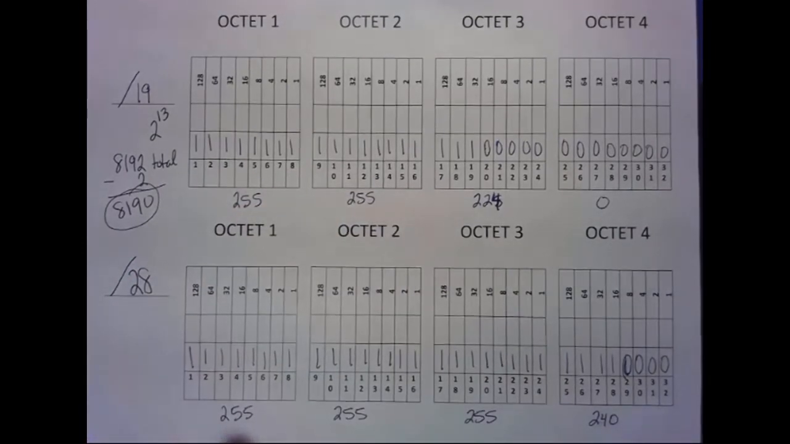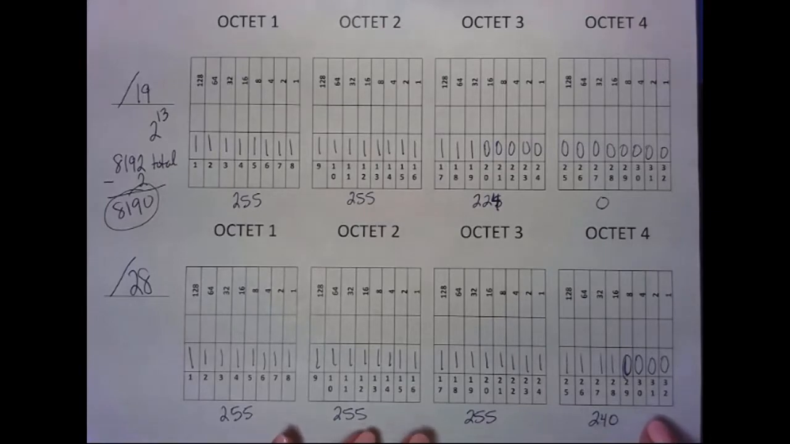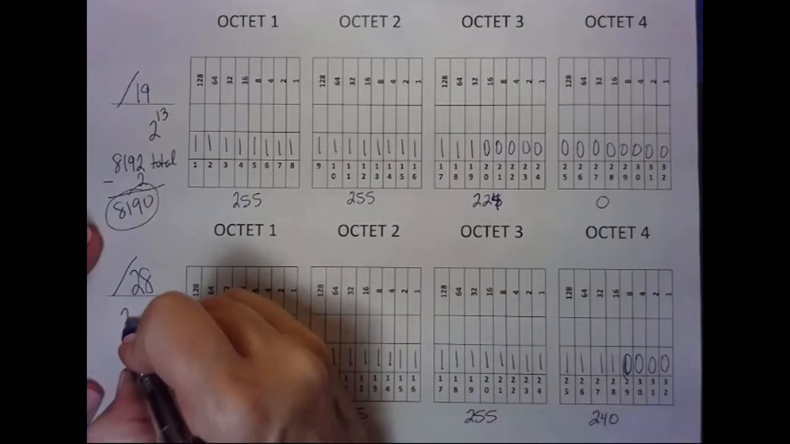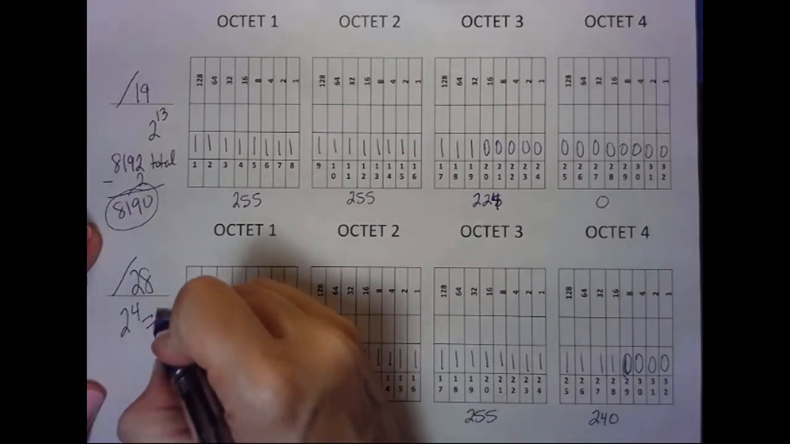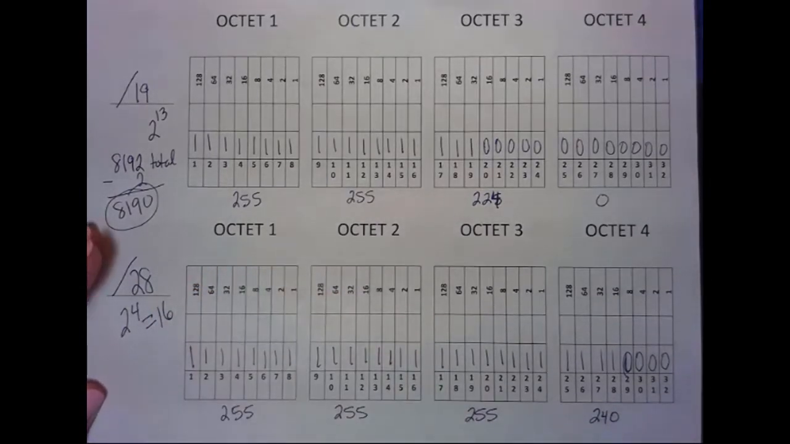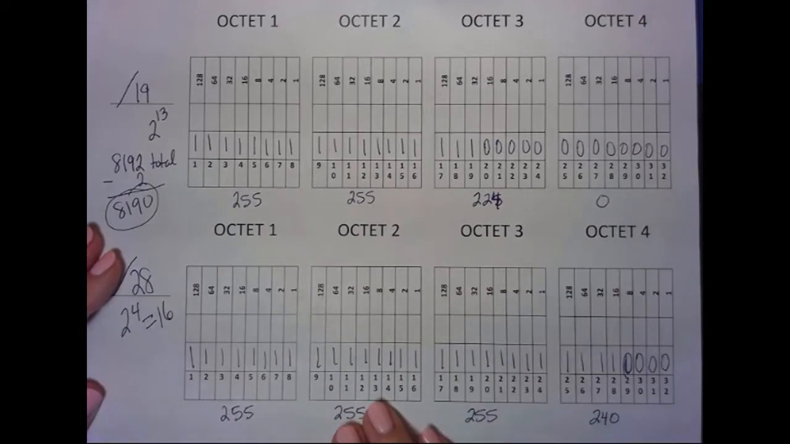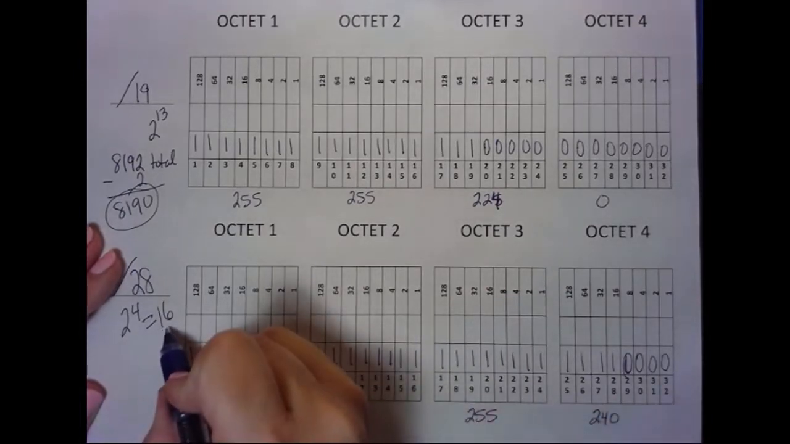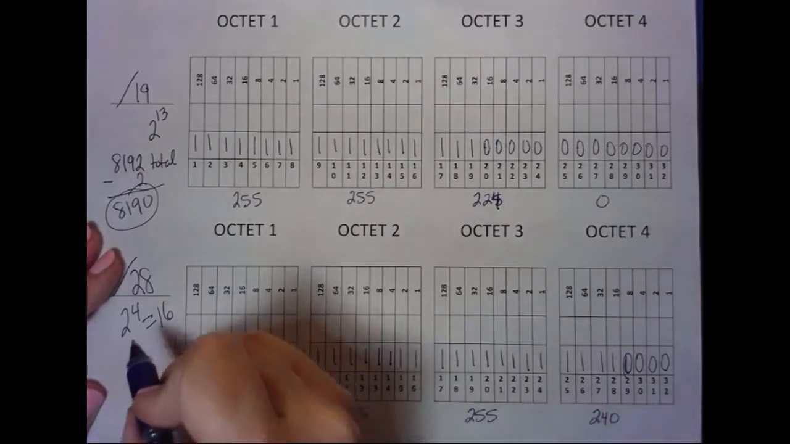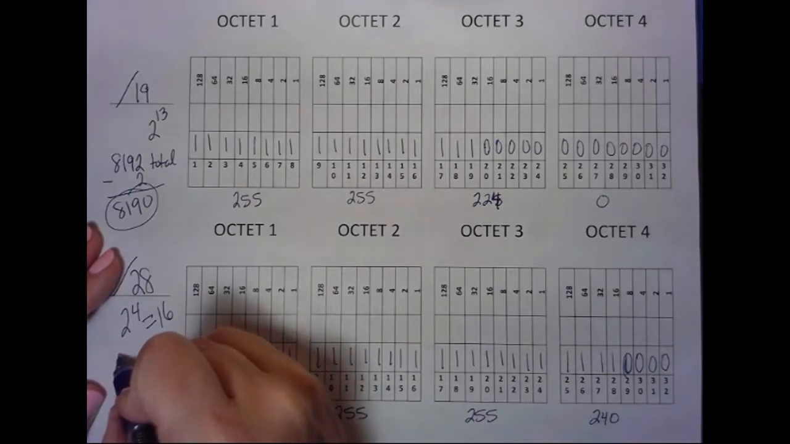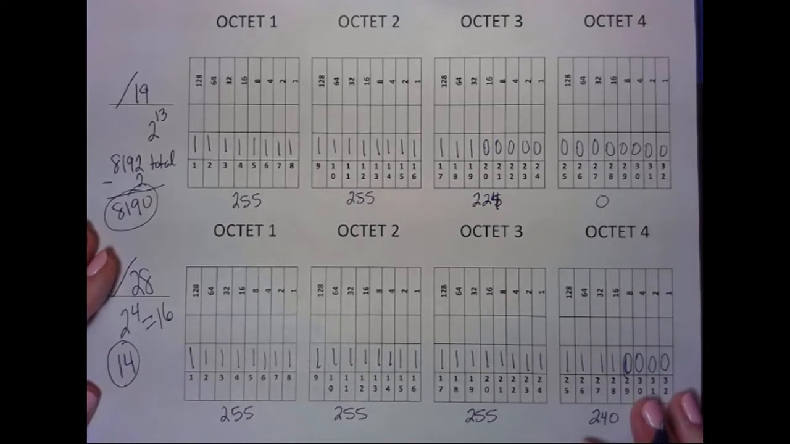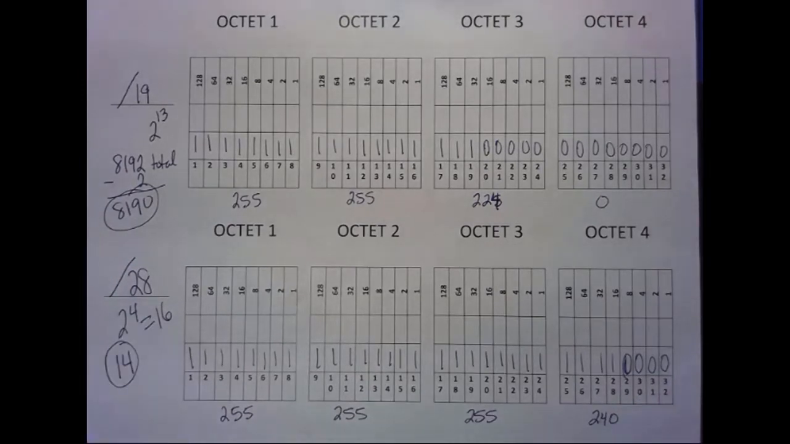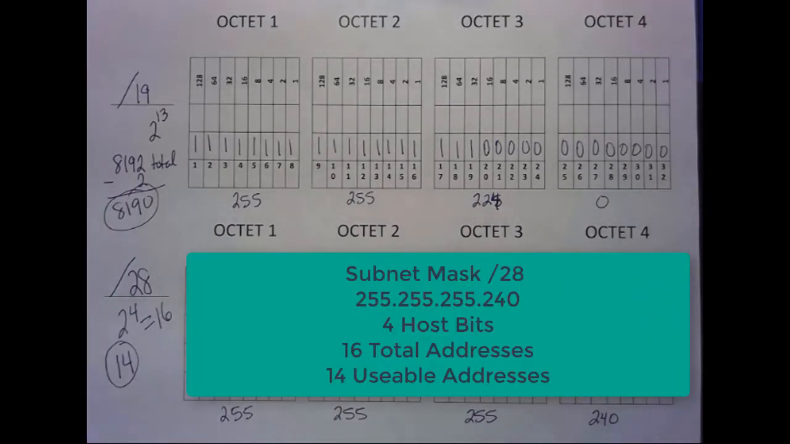Okay, so I can do the math, which is 2 to the 4th. Now that math is a little bit easier. I know that 2 to the 4th equals 16. What do I need to do? I subtract 2, one for the network, one for the broadcast. So I'm going to have 14 usable host addresses. Okay, 14 usable host addresses.